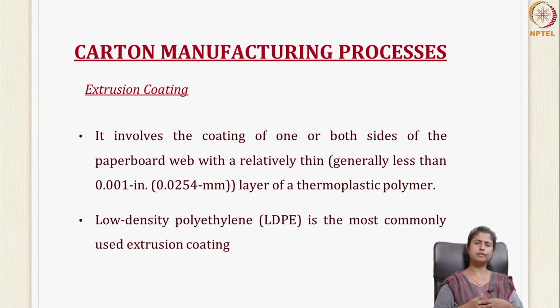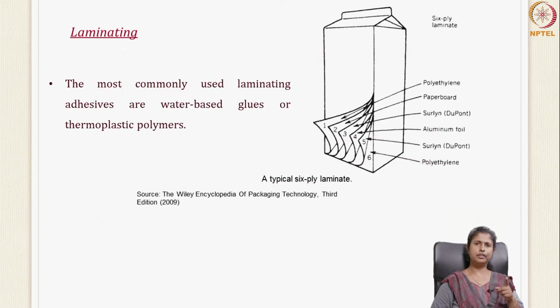Usually LDPE is the most common one that is used in cartons. When you laminate it, you usually use adhesive to stick one layer over the other. A typical 6-ply laminate can be seen. In your Tetra Paks, you have polyethylene, paperboard, aluminium foil, or Surlyn DuPont is also added sometimes. But these three are the most common that you usually add in a Tetra Pak. And these layers are laminated or stuck to each other by using glues. You can use wet-based glues or thermoplastic polymers can be used.